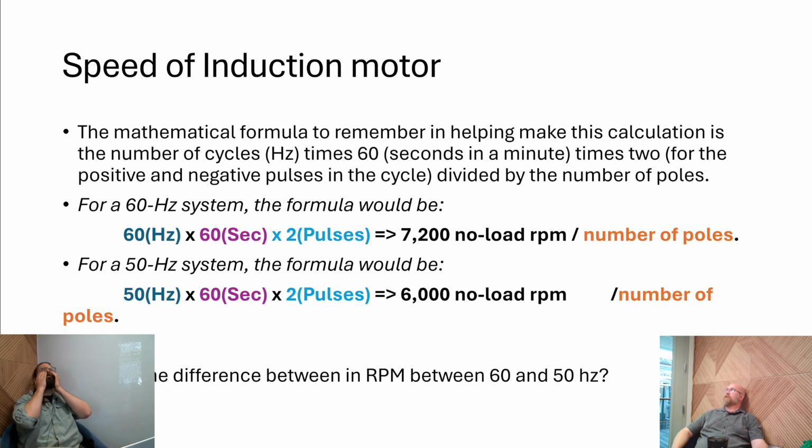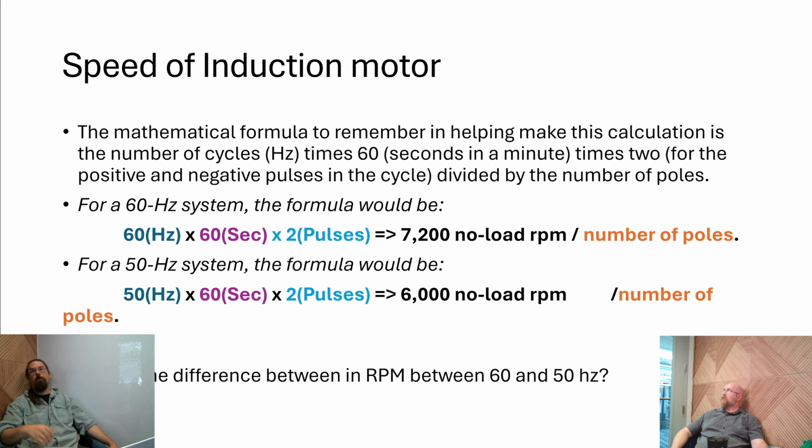So let's talk about speed of induction motors, because speed is directly related to frequency. The frequency input you put into an induction motor is going to give you a specific RPM at the output, because that's really the speed of that rotational magnetic field. The easy way to do this is you take your frequency, multiply it by 60 seconds or a minute, and then multiply it by 2 pulses, because there's a positive pulse and a negative pulse. If we're in North America, we end up with 7,200.